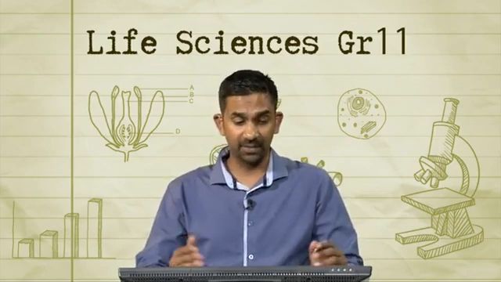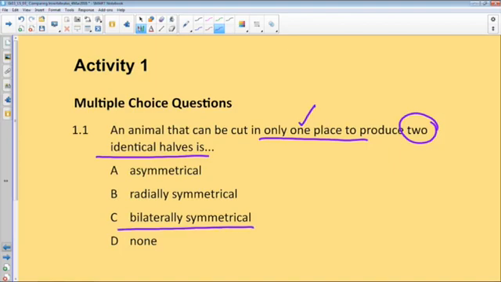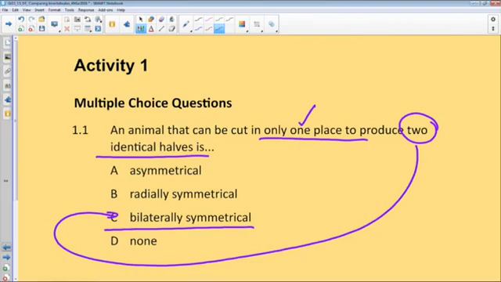So guys, let's look at these answers. I'm sure you had a good discussion with your colleagues. 1.1. An animal that can be cut in only one place to produce two identical halves. So guys, remember the key words, two identical halves. For an organism to be cut in one place and produce two identical halves, we refer to that as being bilaterally symmetrical. The link to bilateral should be the word two, and hence we know that along that one single plane, it divides the organism into two identical halves. So well done to those of you that got it right. The others, guys, let's hope we can get the next one correct.